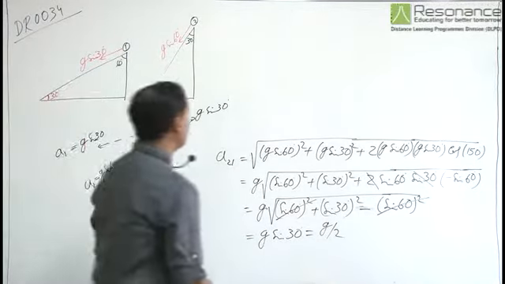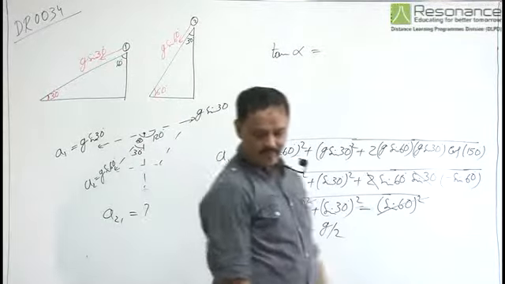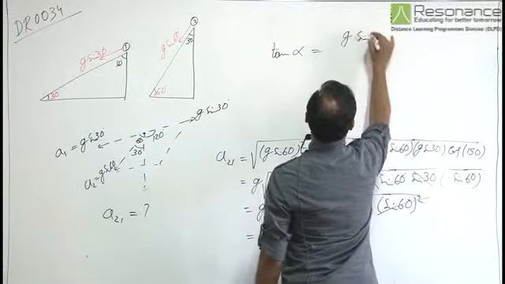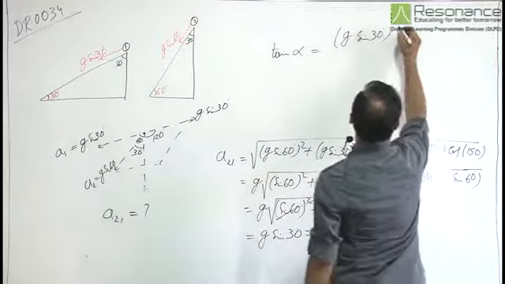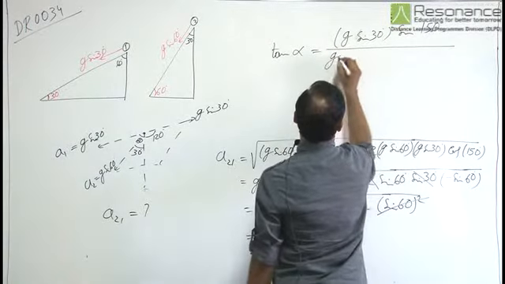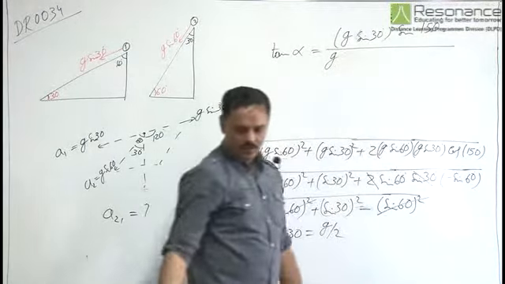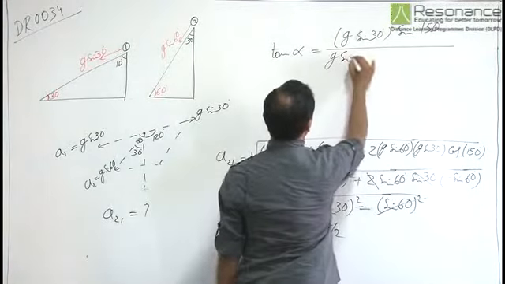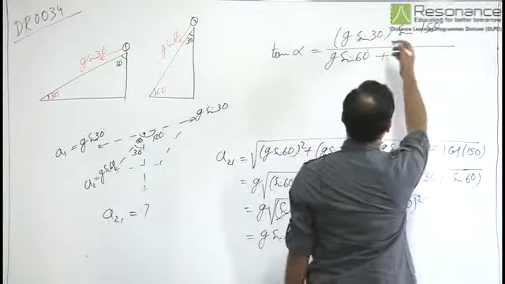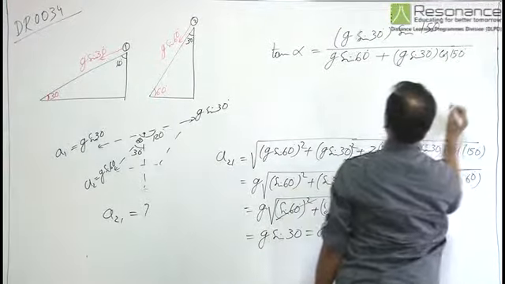And now we need to find the angle. Tan of the angle, let us have tan alpha, that can be written as g sine 30 into sine of 150, divided by g into its value g sin 60, which is the other value, plus the cos component of g sin 30, that is g sin 30 cos of 150.